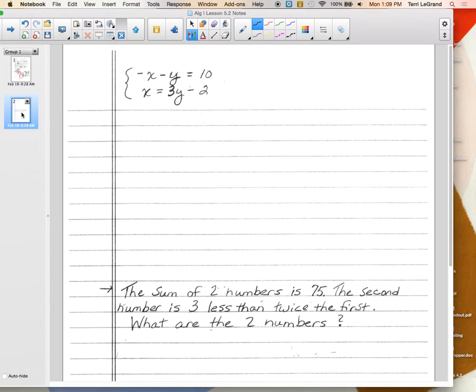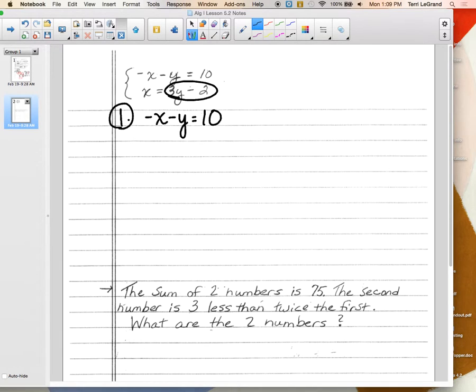The first equation, negative x minus y equals 10. Is it solved for x or for y? No. So we move on to the other equation. Is it solved for x or for y? Yeah, it's solved for x. So we're going to circle that expression that can take the place of x in the other equation. So here's our other equation.